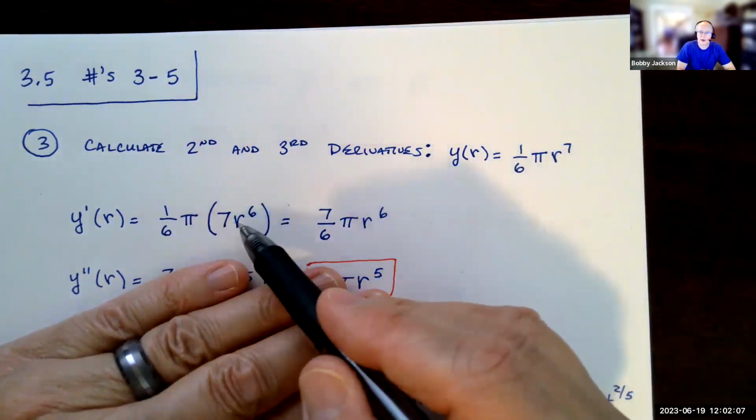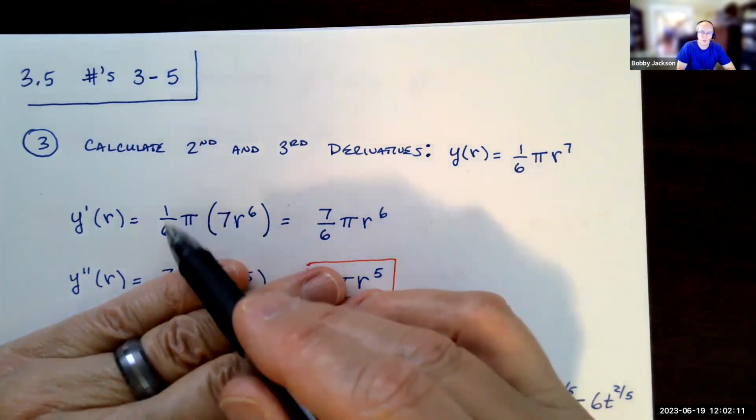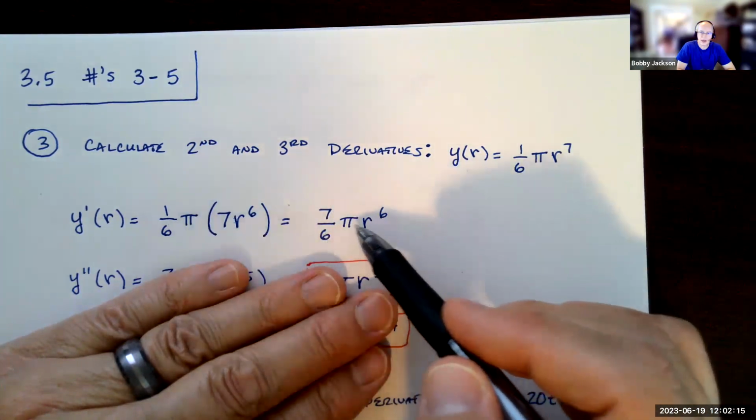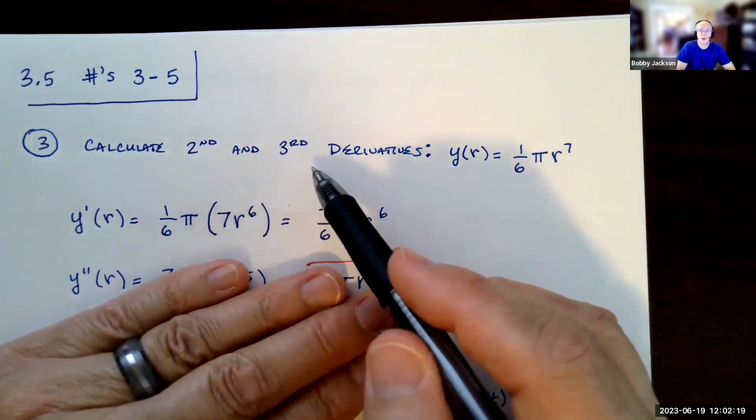Bring the 7 down, r to the, subtract 1 from 7, 6th power. Clean this up, bring this 7 out. 7 times 1/6 is 7/6 pi r to the 6th. So there's the first derivative. Now we need the second and third derivatives. How do we get those?